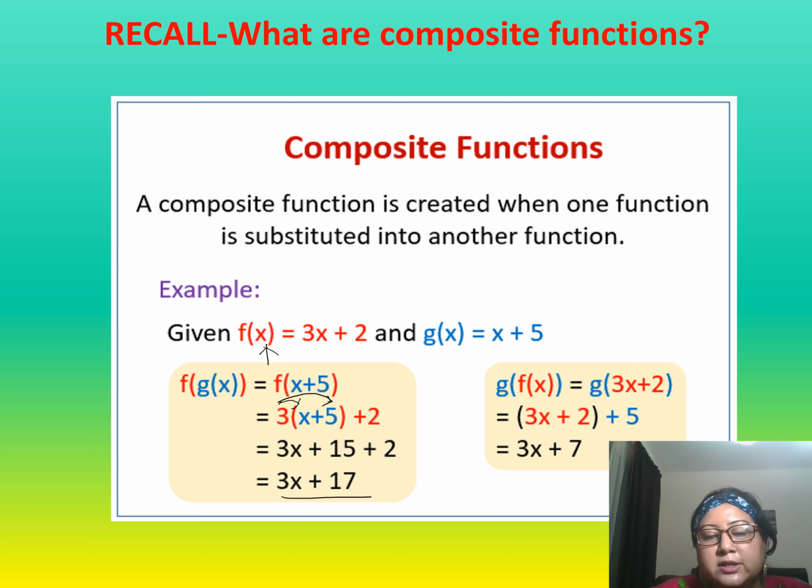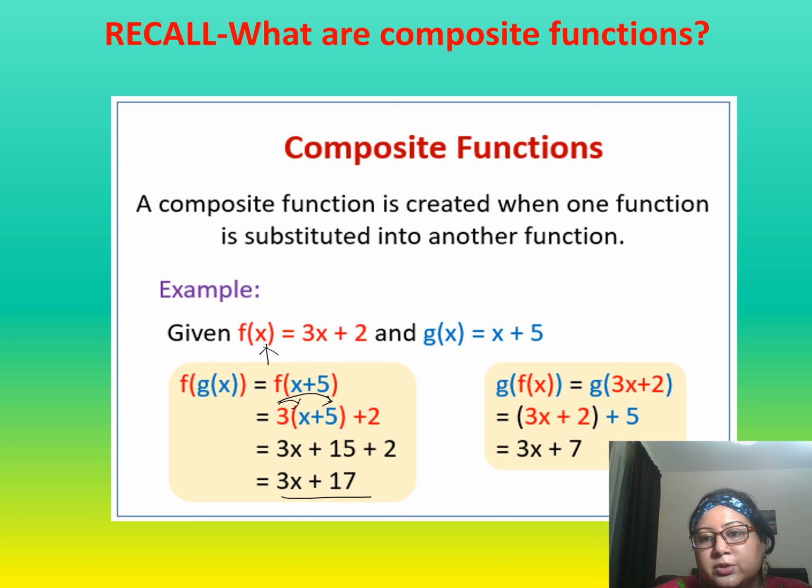Remember what we have done here? We have put inside f(x) the function g(x). So g(x) is the inner function, f(x) is the outer function. Let's try and do the opposite and see if the results are the same or not. So when we find g of f(x), what are we doing now? Inside we are putting the function f(x) and outside is the function g(x).